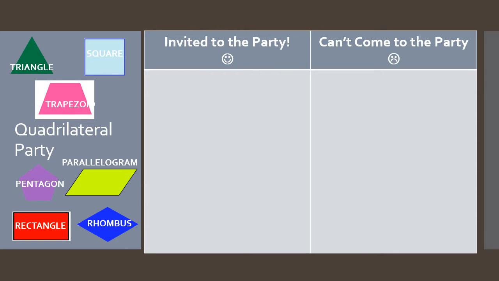Okay, so let's think about if we had a quadrilateral party. Who would be invited and who would not? So it's important to think about what makes a quadrilateral. A quadrilateral is a four-sided figure. So which of these shapes could come and which of these would not be able to come?